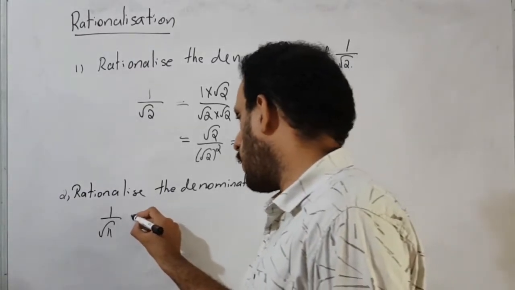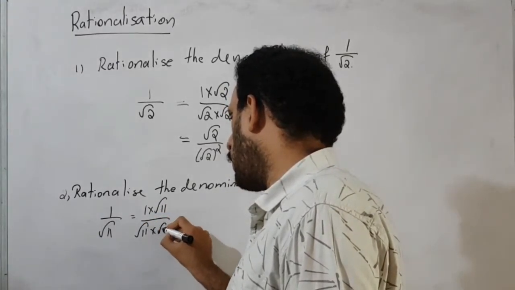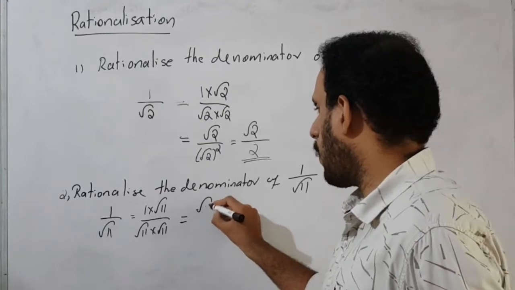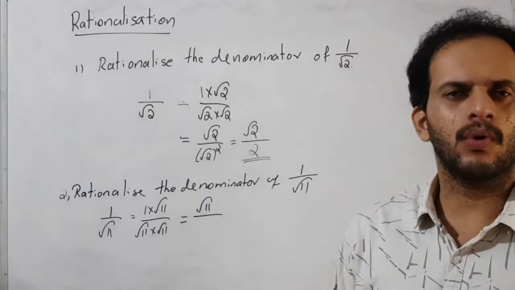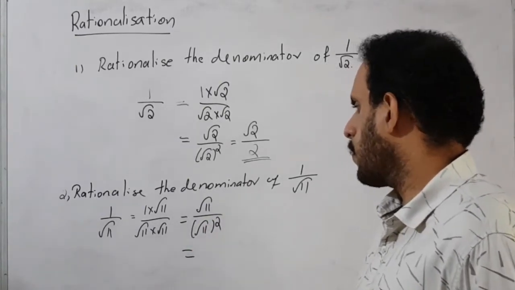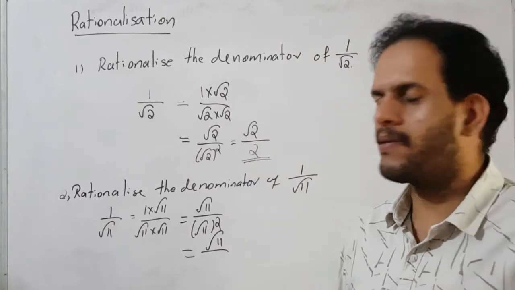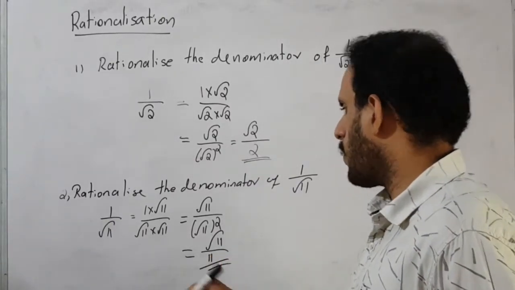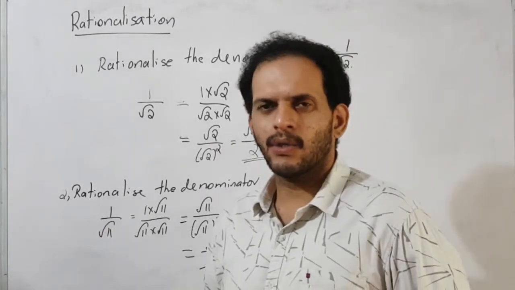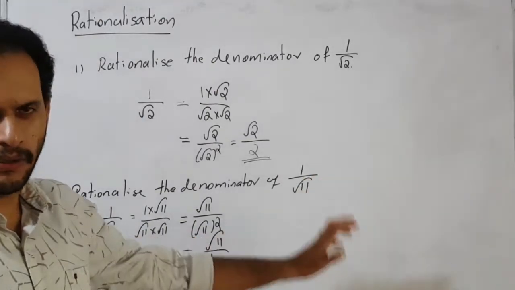For that, we multiply 1 into root 11 by root 11 into root 11, which is equal to root 11 by root 11 into root 11, which is root 11 whole square, equal to root 11 by, what is root 11 whole square? Root 11 whole square is 11. So we converted the irrational number into the form of a rational. Okay, it's an idea to rationalize the denominator when the denominator is a monomial, a single term.